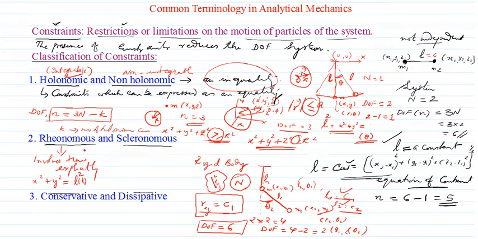So what are scleronomous constraints? Those constraints which are independent of time. For example, you can take the counter example of this one.